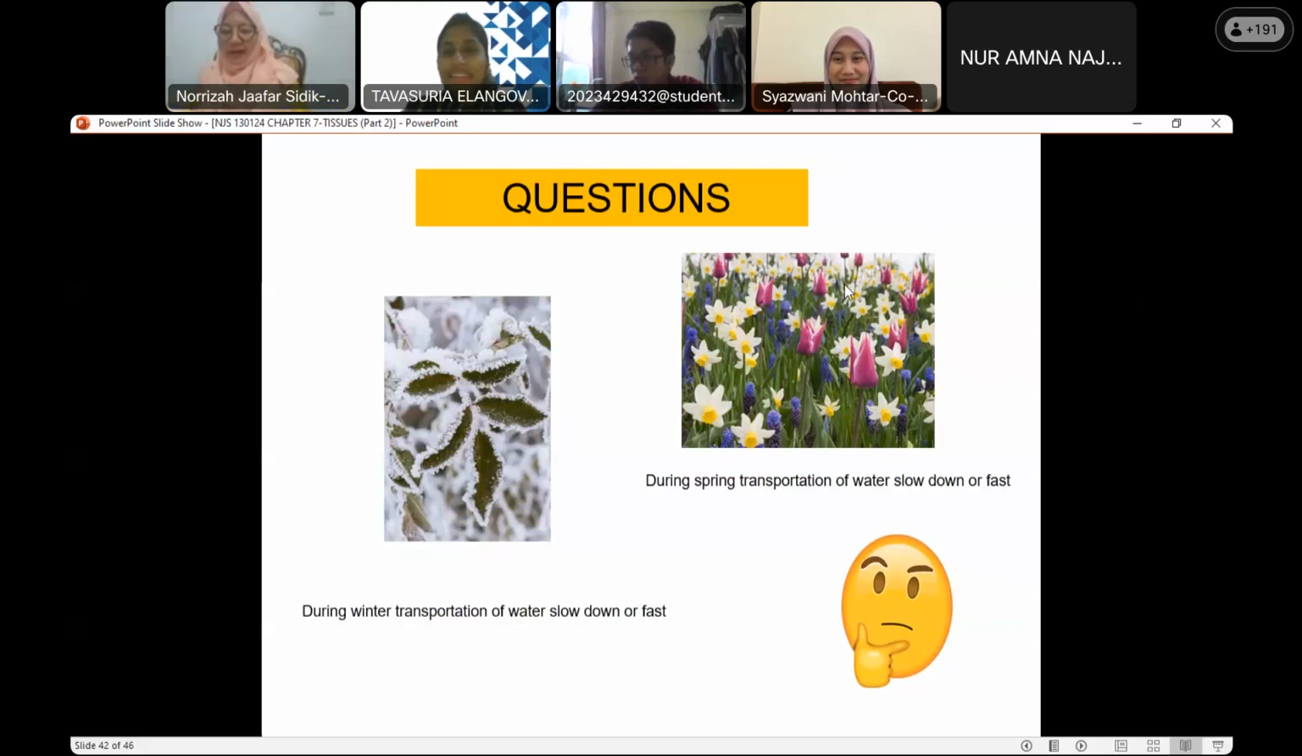Aiman? Or can others help Aiman with the answer? Why? You can see here from the figures, right? Because the rate of water loss is high during the spring season. Doctor, one of the students, Muhammad Shabriel, said that it is faster because the rate of water loss is high during the spring season. Okay. Yes. Any other answer other than Muhammad Shabriel's? Faster.